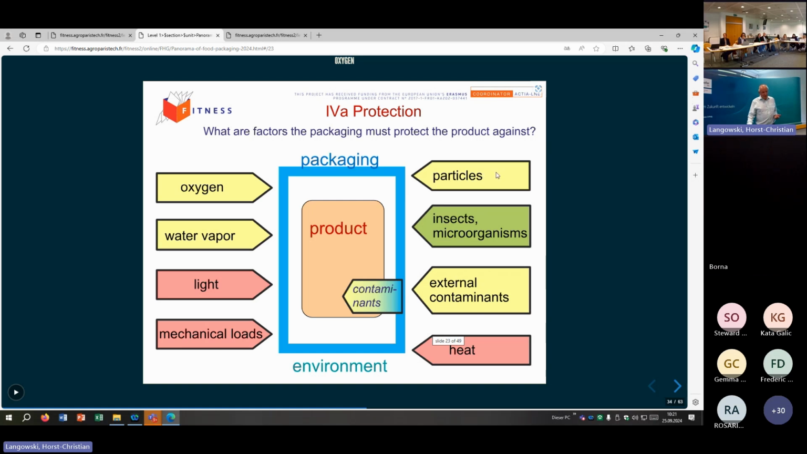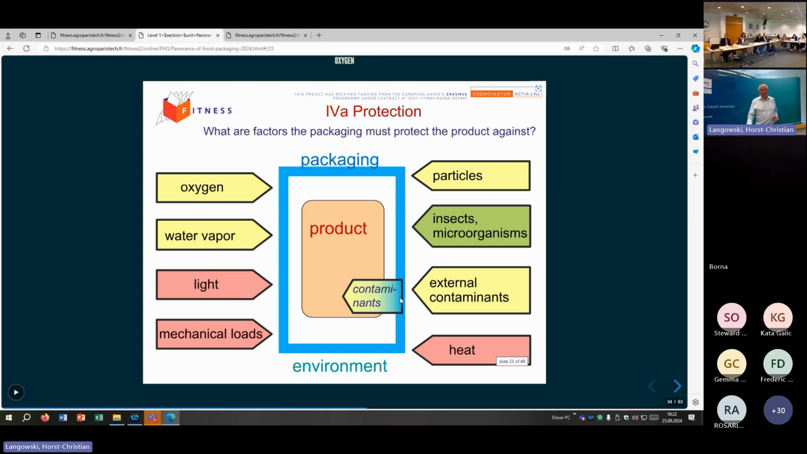We have particles to protect the product from. We even have some, let's say, trivial things like insects, which is in some areas of packaging a very important thing. Microorganisms, that's more obvious. Contaminants, you know about the off-odors that may happen to wine when you have some very odorous contaminants from the outside, which may not be nice to the product. We may have to protect the product against heat, light, and mechanical loads. So all this is a function of the packaging.